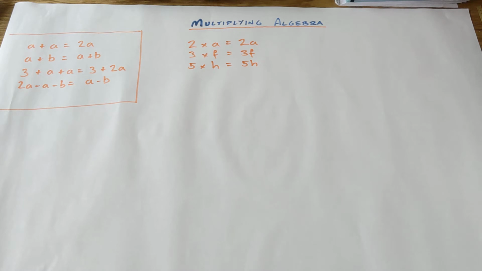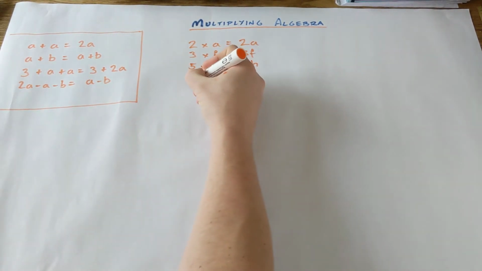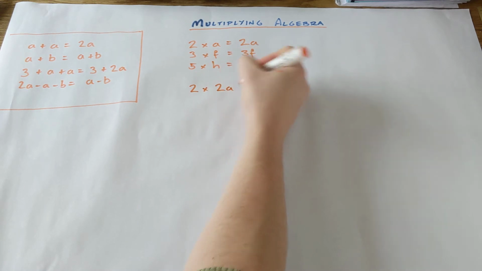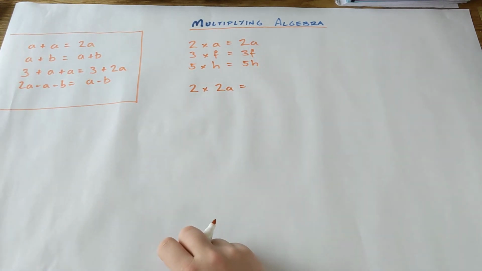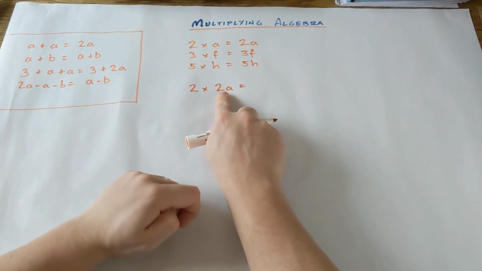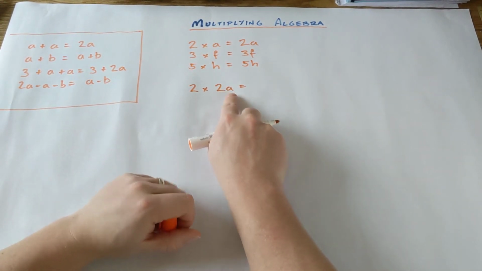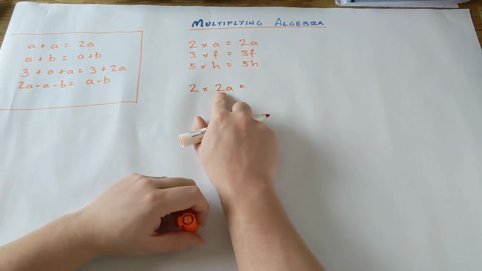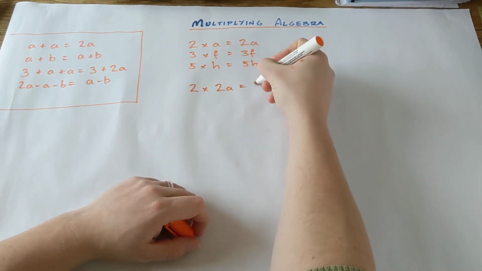But it does let us do a few more complicated examples of this. Let's have a look at what if I had 2 times 2A instead. This already here means 2 times A. So what I'm going to do is 2 times 2, which is 4.